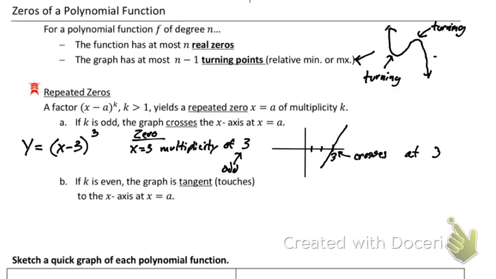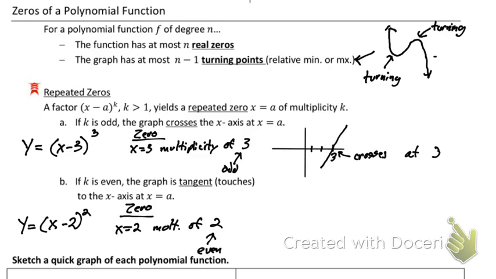So my example for this one would be y equals x minus 2 squared. Our 0 is at x equals 2, and it has a multiplicity of 2, which is even. Even tells you that it will not go through that point. It's going to bounce right off it and go back to where it came from.